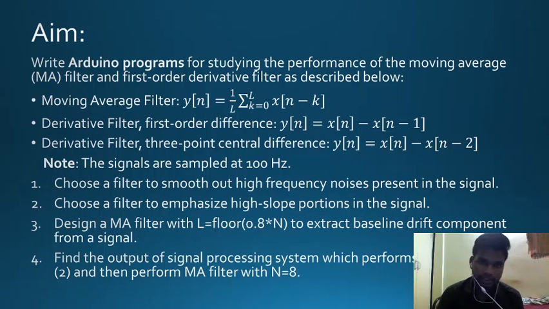Today we are going to study the performance of three different types of filters, that is the moving average filter, and two types of derivative filters: the first order difference filter and the 3-point central difference filter. And then we are going to answer the following four questions.